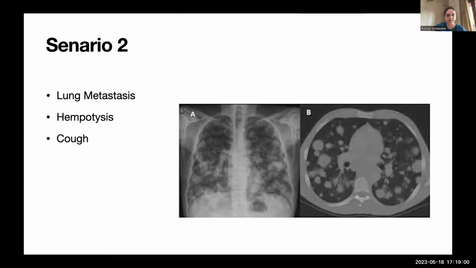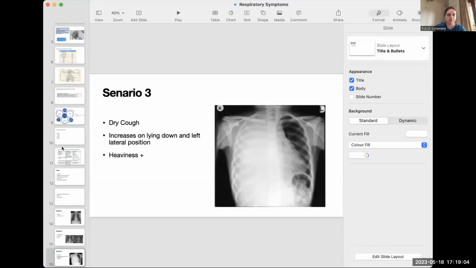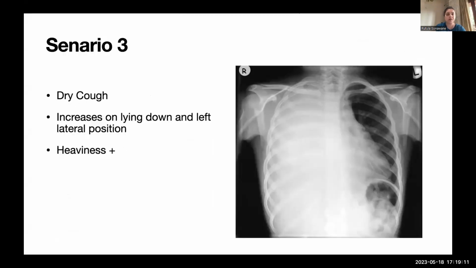Coming to the next scenario, just give me a minute. The patient, as you can see, is presenting with effusion, and the patient had a history of dry cough, which was increasing when the patient was lying on the left lateral position, and there was heaviness as well. So this is the X-ray. What would be your line of management?